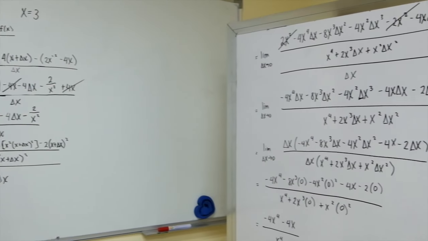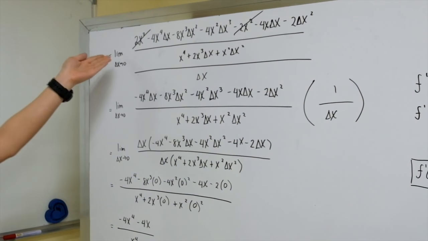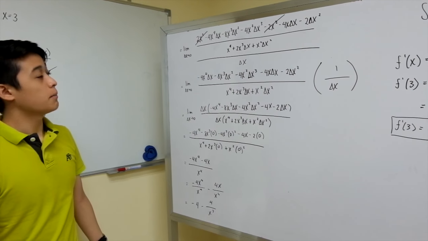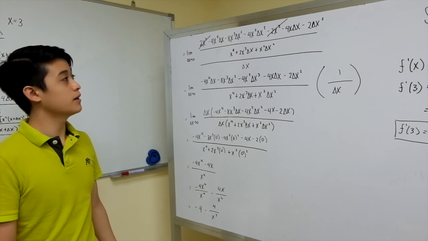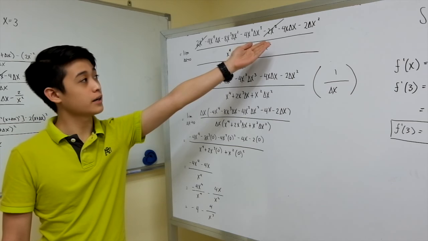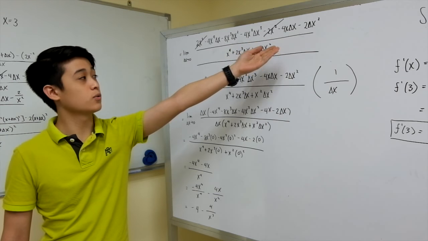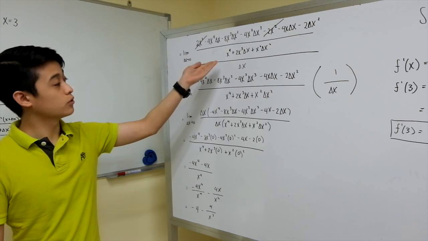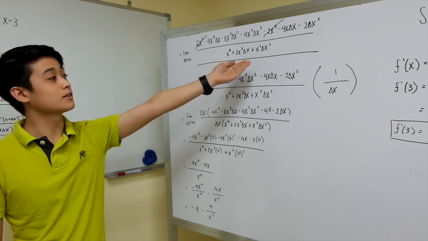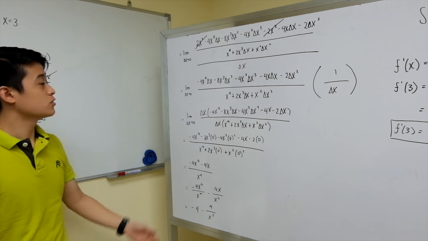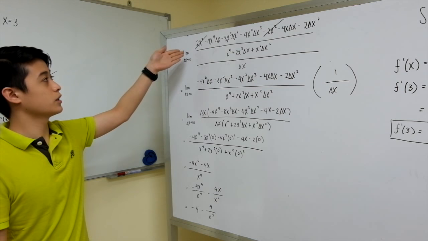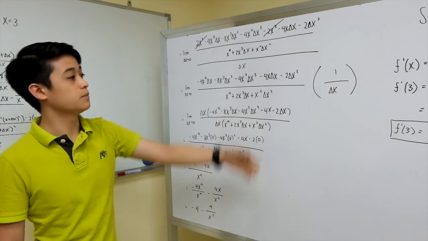Afterwards, we expand the fraction and it's going to become 2x squared minus 4x to the power of 4 delta x minus 8x cubed delta x squared minus 4x squared delta x cubed minus 2x squared minus 4x delta x minus 2 delta x squared over x to the power of 4 plus 2x cubed delta x plus x squared delta x squared, all over delta x. So since it's a simple fraction, we can now cancel out what are similar, so we can cancel out the 2x squared and negative 2x squared.